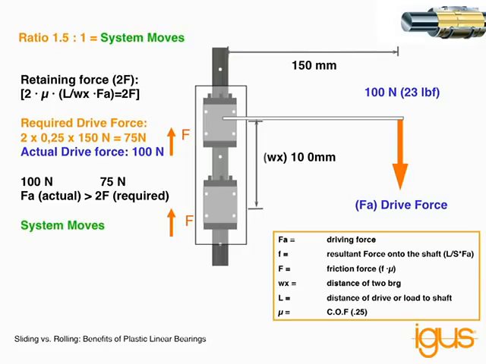If we look at this system in greater detail and take into consideration the moment caused by the lever arm, we'll see that that 100 newtons of drive force is creating a friction force on the bearings, an axial load of 25 newtons. That means the system is going to move since the drive force is greater than the axial load on the bearings. So everything will work perfectly fine in this type of application.